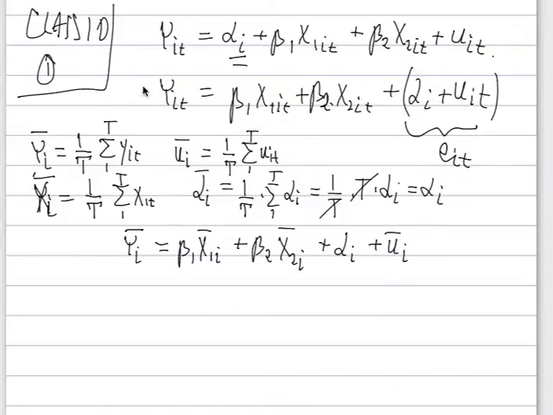And let's call this equation 1 and this equation 2. So the first equation is the original equation and the second equation is the mean equation, with mean values. So you have 200 countries, so i goes to 200 observations here. Then subtract the second from the first equation. What you get is then, actually this is i.